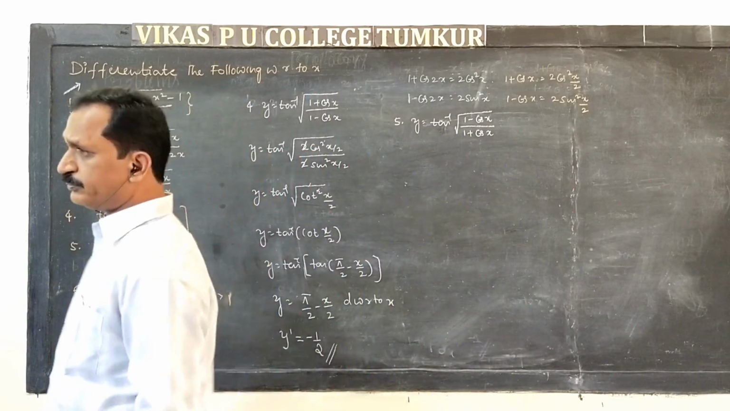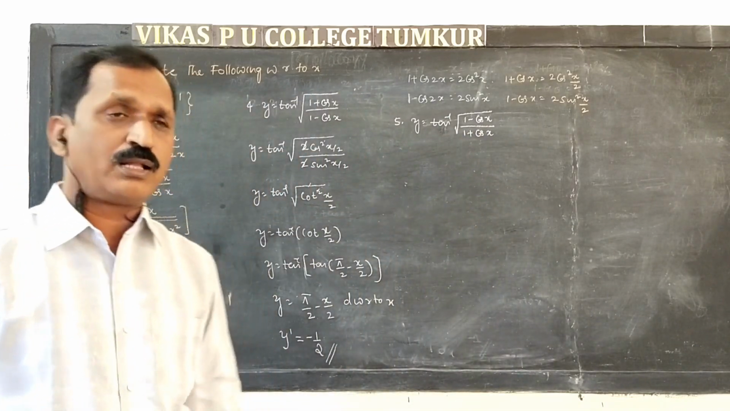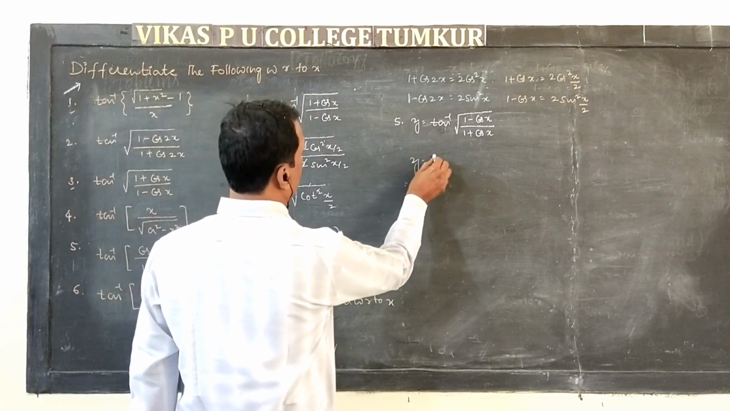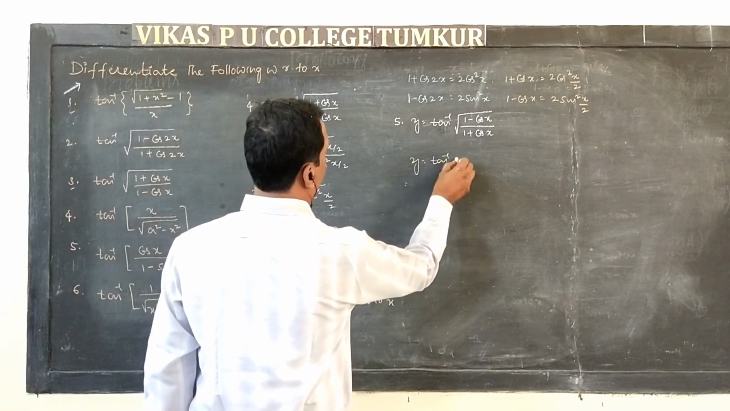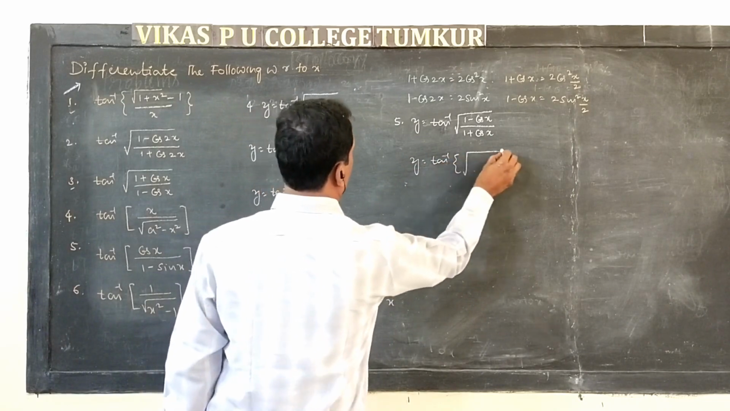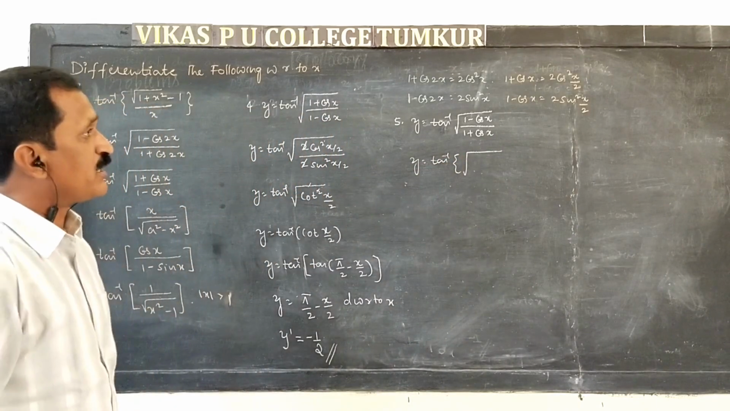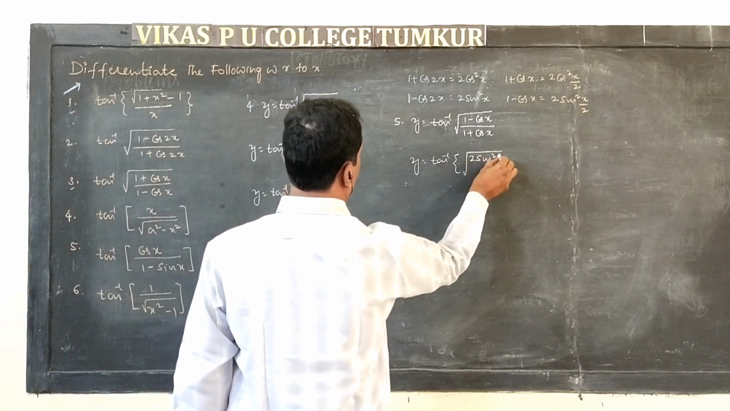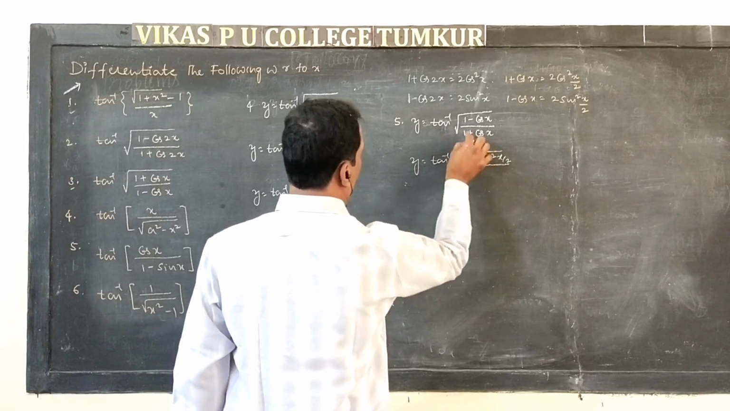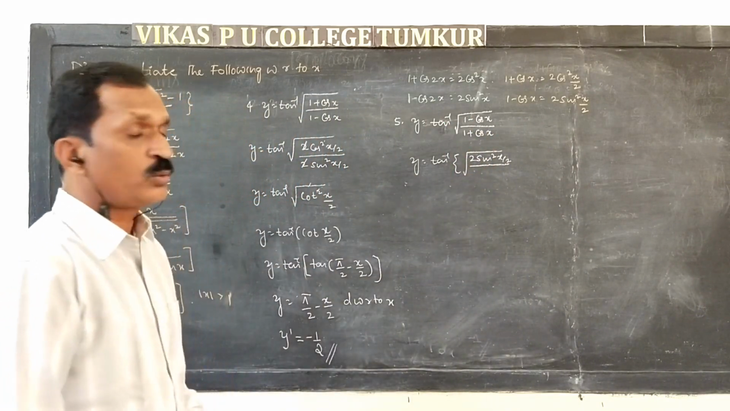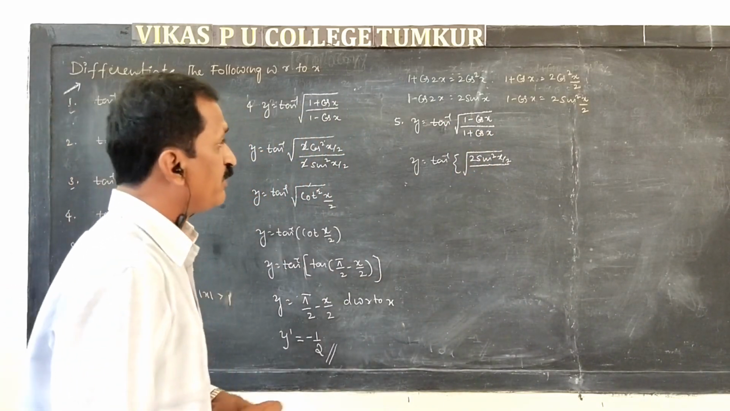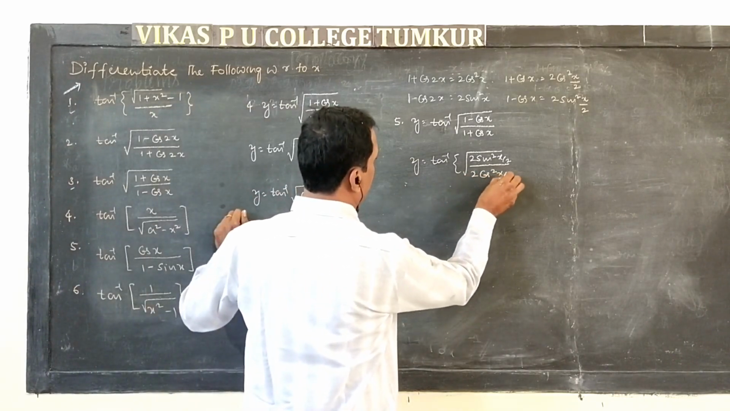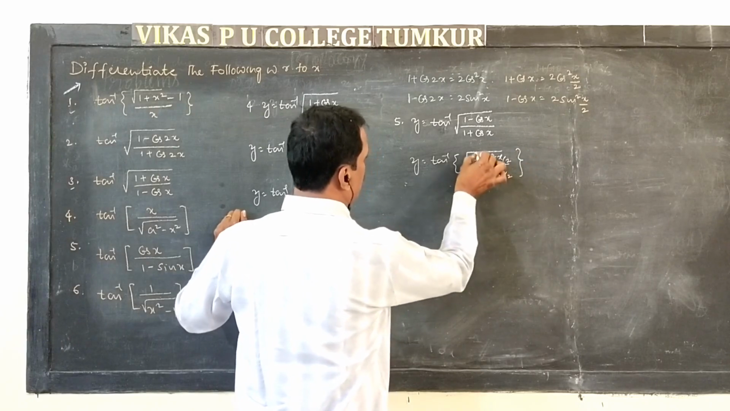Let's try one more. y is equal to tan inverse of square root of 1 minus cos x, which is 2 sin square x by 2, over 1 plus cos x, which is 2 cos square x by 2. That's going to make a total difference. The 2 cancels with that.